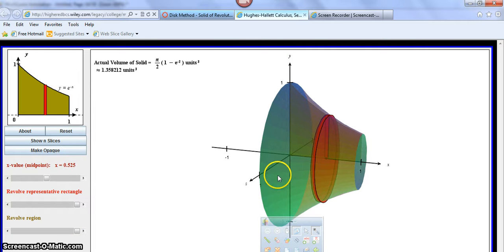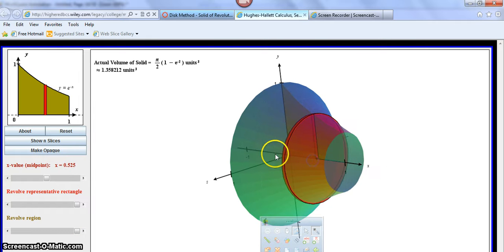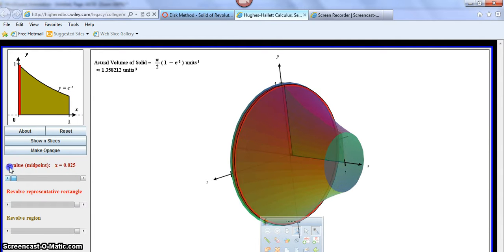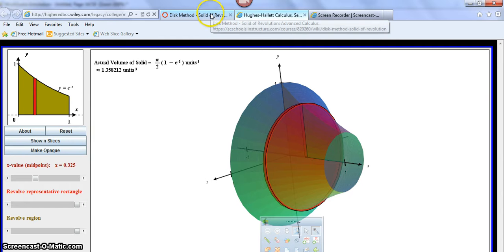Let me make that transparent so you can see. So here's this piece right there, and I can move that one trial, I guess you could say, the one that we're looking at, anywhere I want. They tell you here's the actual volume of that solid, and we'll try that in class and I'll show you how it gets there. But let me go back to this disk method.